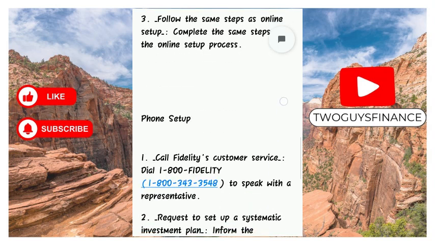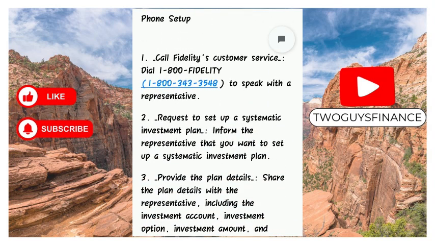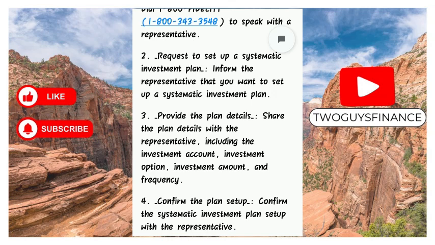Now for phone setup, what you got to do is to call Fidelity's customer service, and the number is right there on the screen, and that's going to connect you to a representative, and just inform them that you want to set up a systematic investment plan. Of course, you're going to need to share the plan details, including investment accounts, investment options, investment amount, and frequency. And once they have all of that, they're going to help you to set up this systematic investment plan.